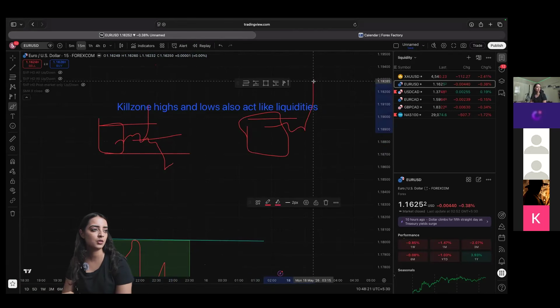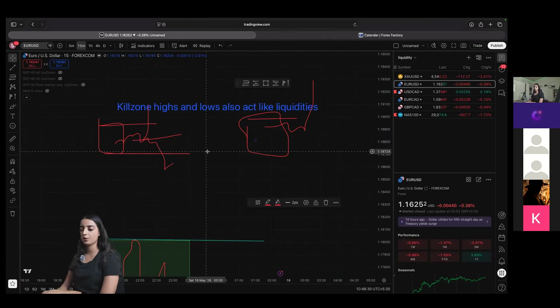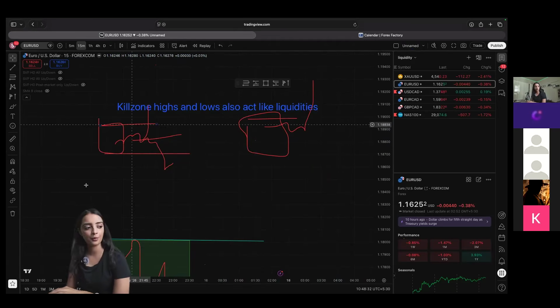Price swept kill zone high. It might go down now. Price swept kill zone low. It might go up now. These are the different types of pools of liquidity and how we use them. Are you guys with me so far?